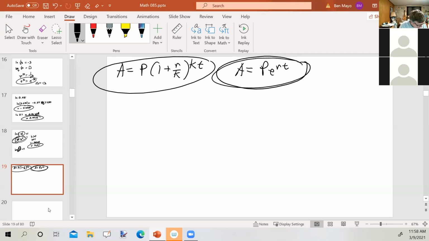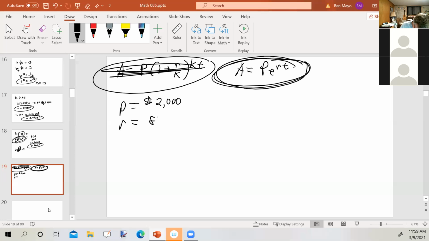All right. This next problem, the directions right from the start, it says continuous compound interest. So we're going to be using this formula, not that one. An initial investment of $2,000, so that's P, earns 8% interest, so that's R. Compounded continuously, that's why we're using this formula. What will the investment be worth in 15 years? So we know P, R, T, we just need A.